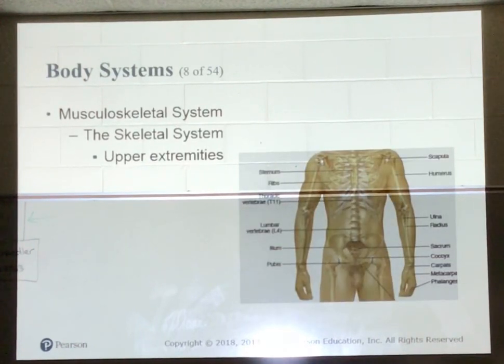Upper extremities. This is your shoulder to your fingers. The humerus forms a joint with the clavicle and the scapula. The bones of the forearm are the radius and the ulna, and the carpals and metacarpals make up the hands and fingers.